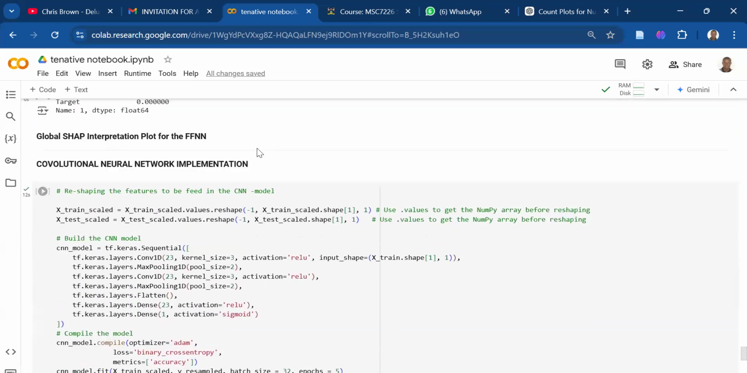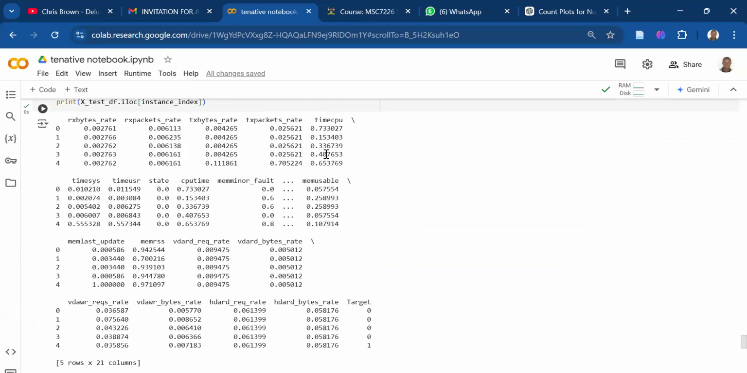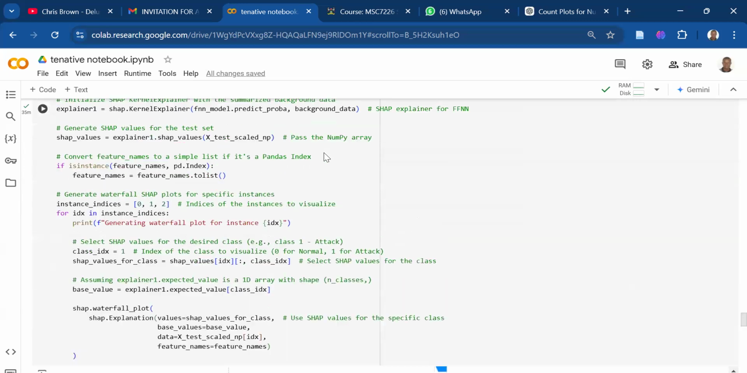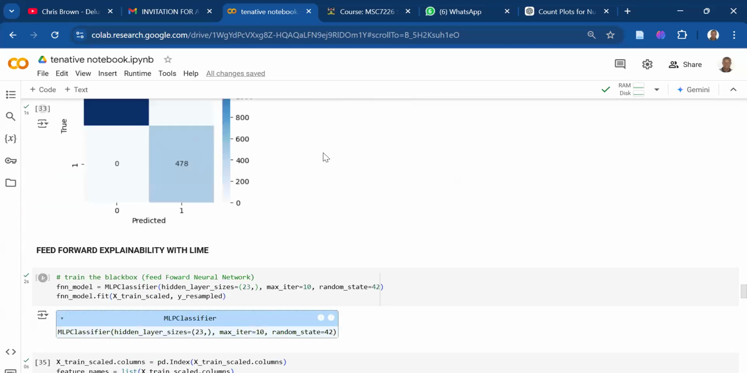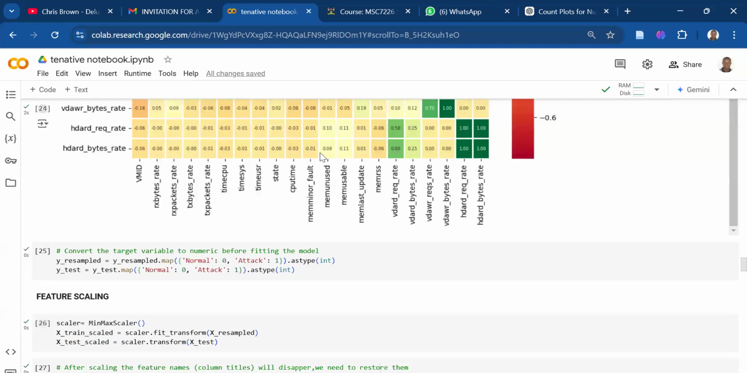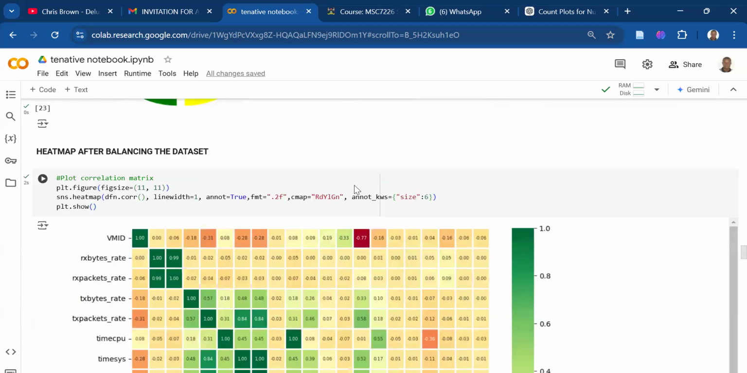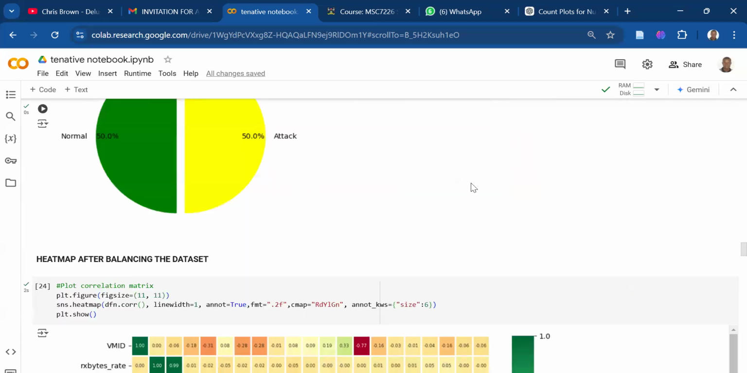So that's the end of my presentation about this notebook. Yeah, this is the tentative notebook. I'm trying to test things here and there and see how it runs.